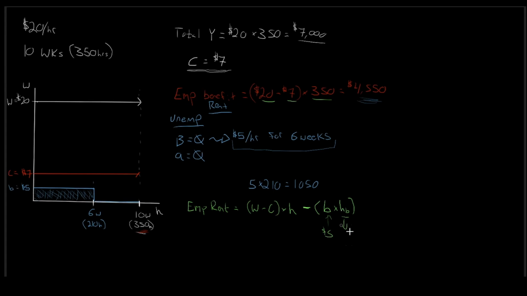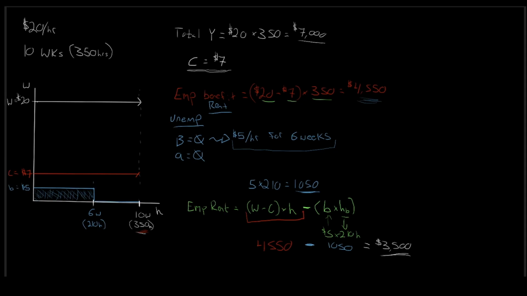And that was over what? 210 hours. And so altogether, that gives us that first term, wage minus our cost times H. That was our 45.50. That second term there, that was our 10.50. So if we subtract those two from each other, we can get our total employment rent. And that gives us our total employment rent of $3,500.